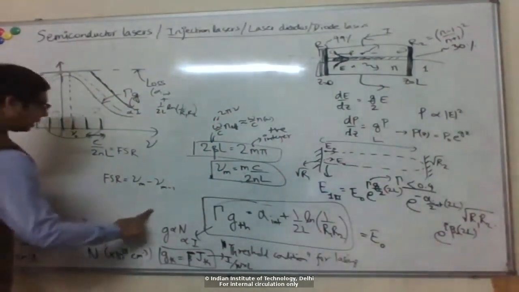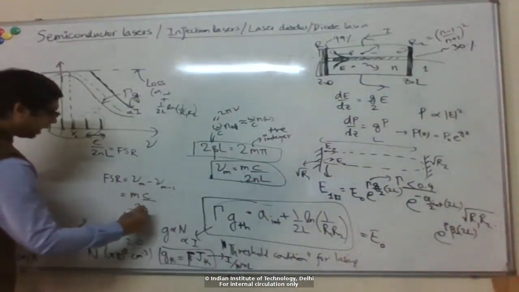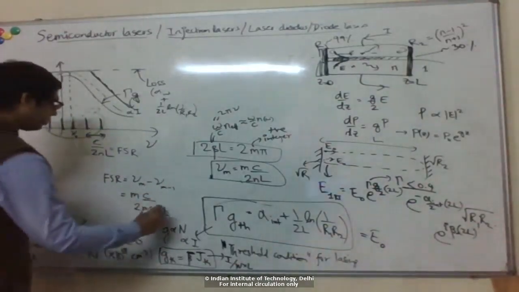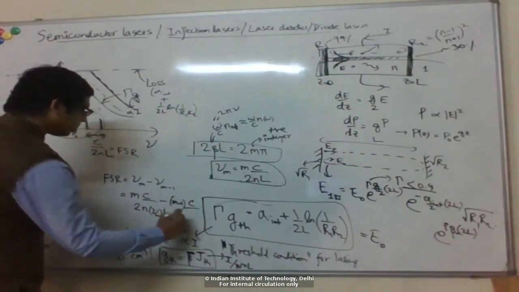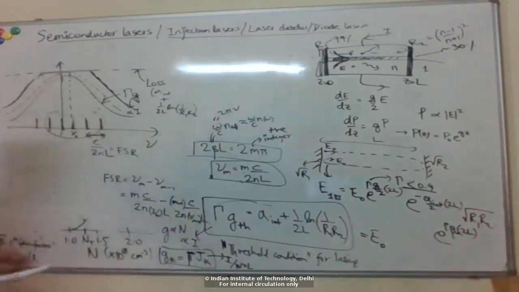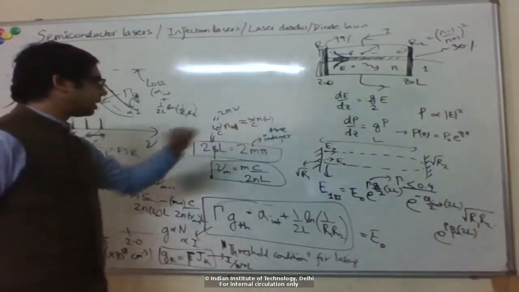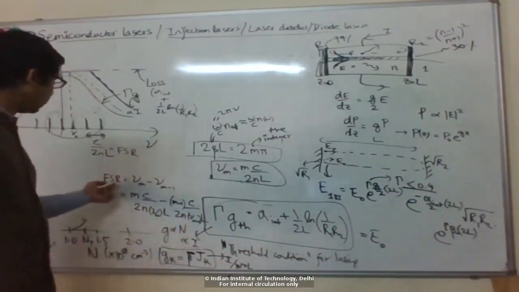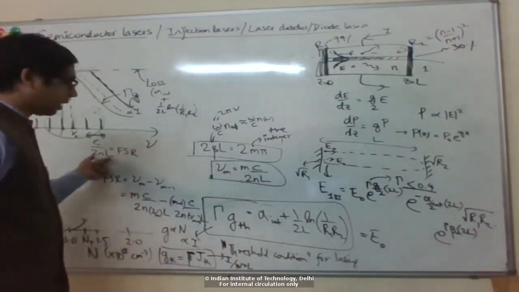Okay, and then basically this will be m times c over 2 times n at nu m, times L, and this will be m minus 1 times c over 2 times n at nu m minus 1, times L. So if I don't neglect the frequency dependence of the refractive index, then these two n's are not the same, and then you can see that the FSR won't come out to be this.